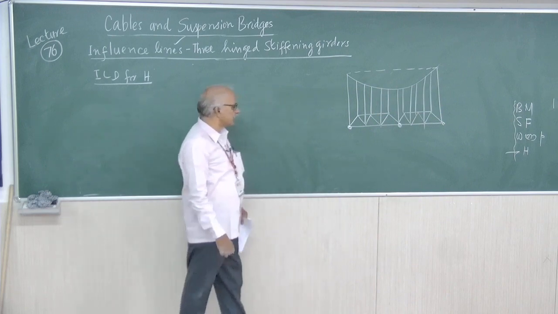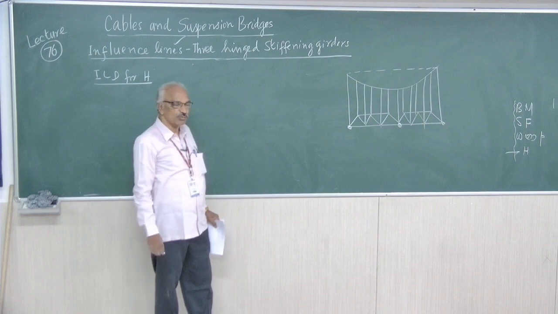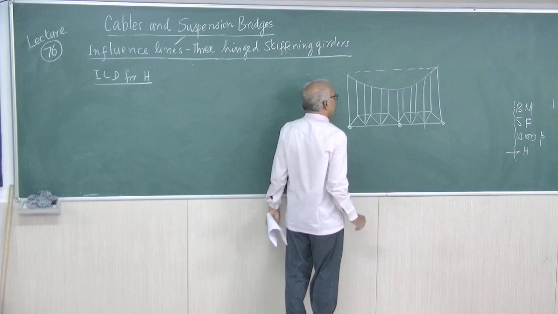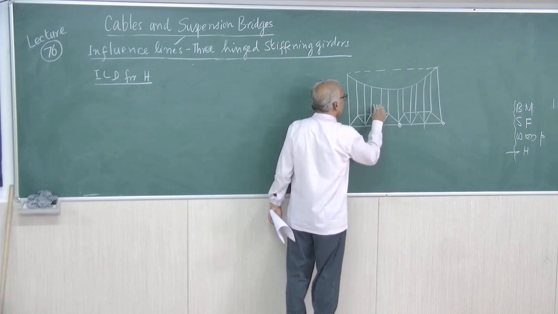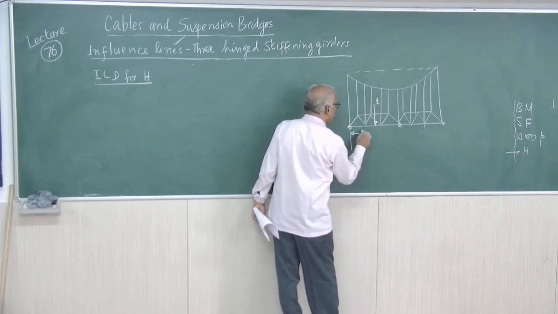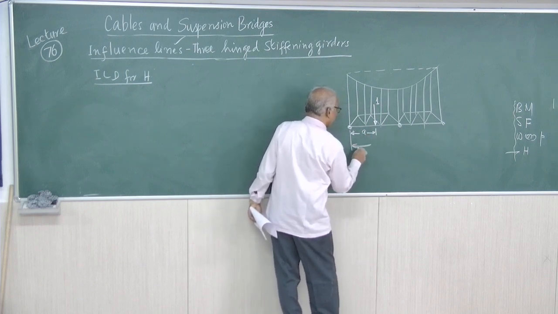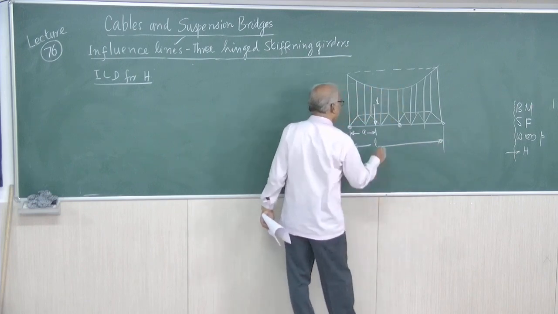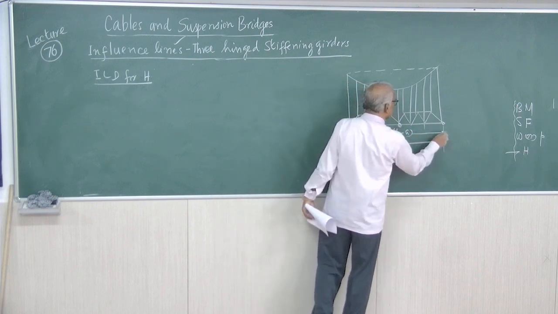Now, in the girder, the ILD is due to a moving unit load. Let us assume that a unit load moves from one end to the other end. The unit load at the instant under consideration is at a distance a from the left support. L is the span, so that this other distance is equal to L minus a.